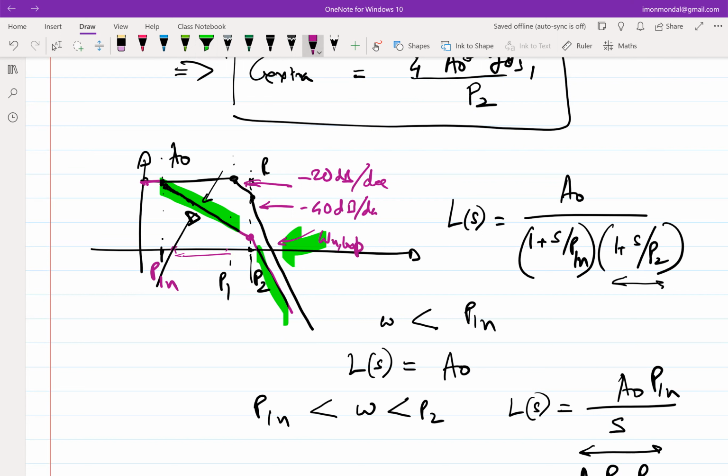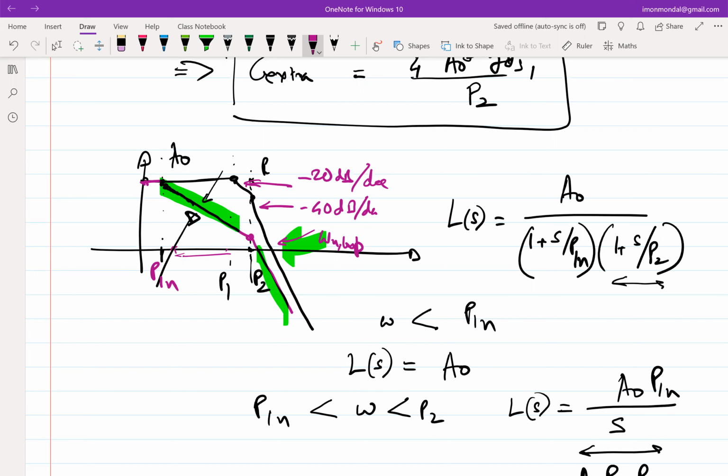Since you do not want that, we figured out that we probably have to separate the poles. I don't want to compromise on A0, but I still want a stable system. So we separated the poles. P2 we kept where it was, and we lowered P1. Since we lowered P1, if we lower it sufficiently to a lower frequency, it is possible to still get an integrator-like response.